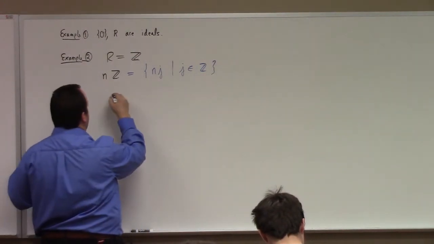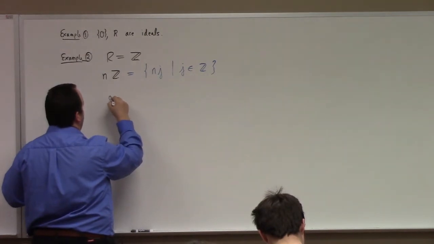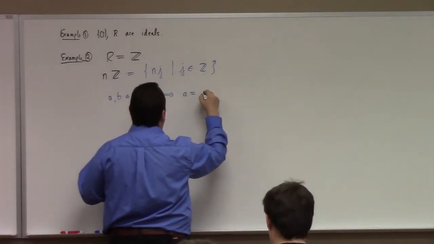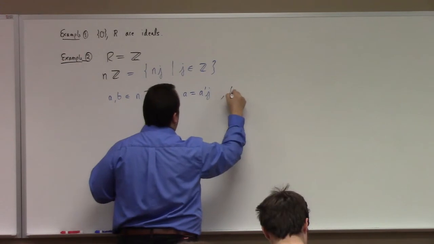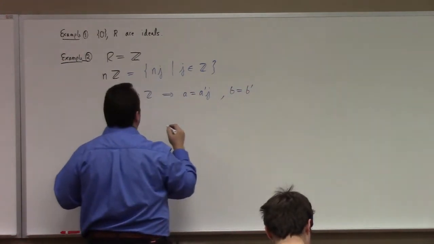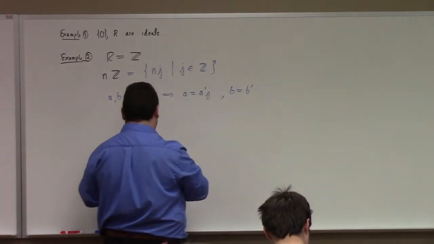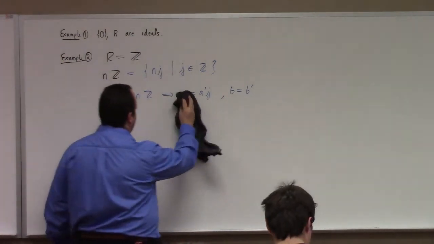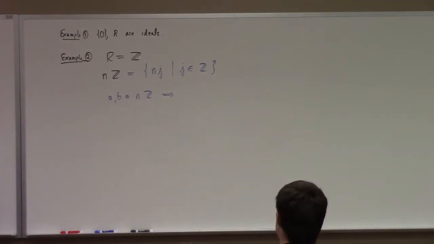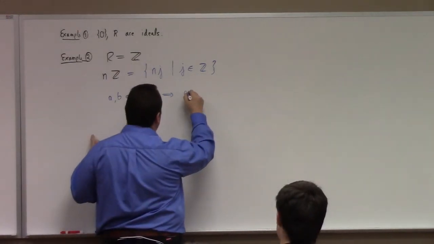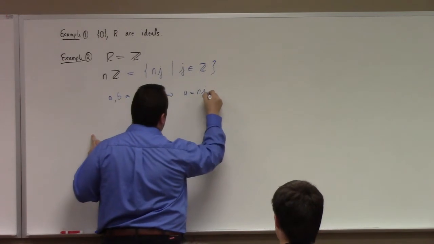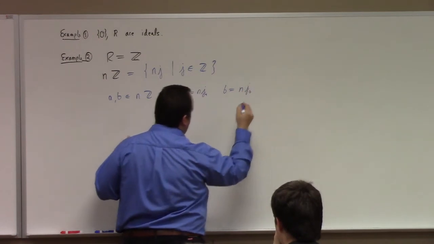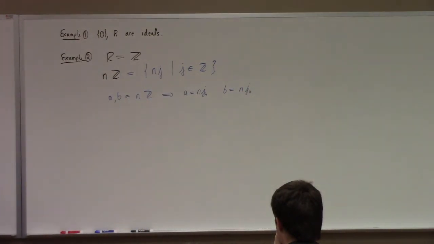So if you have a and b in here, what does that mean? What does it mean to be in nZ? How about a equals n j, perhaps? You could call it j sub a if you like, and b is equal to n j sub b, if you like. But j sub a and j sub b are integers, right?